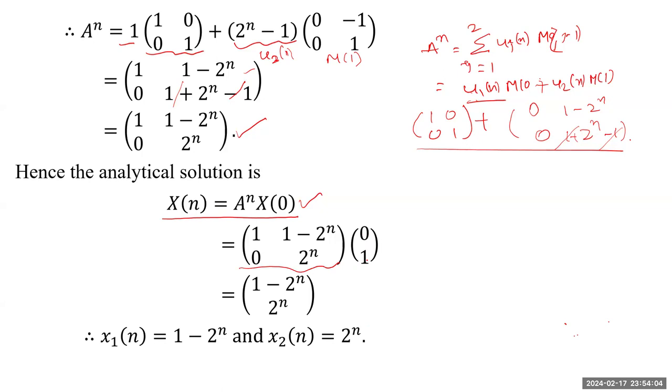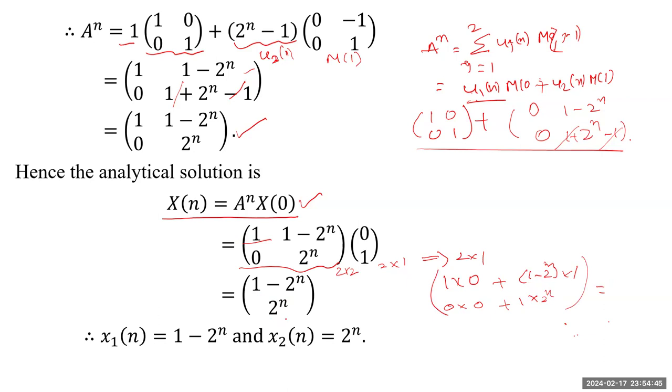So this is a 2 by 2 matrix and this is a 2 by 1 column vector, then their product we can expect to be a 2 by 1 column vector. So the first row: 1 times 0 plus (1 minus 2 to the power of n) times 1. The second row: 0 times 0 plus 1 times 2 to the power of n. So this is simply (1 minus 2 to the power of n) over 2 to the power of n.